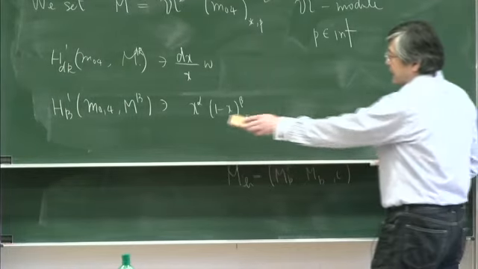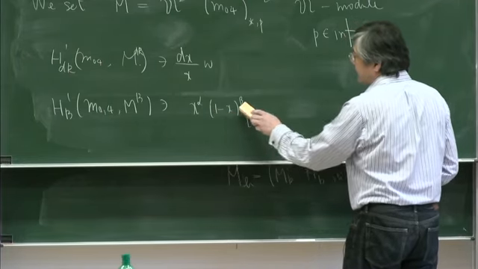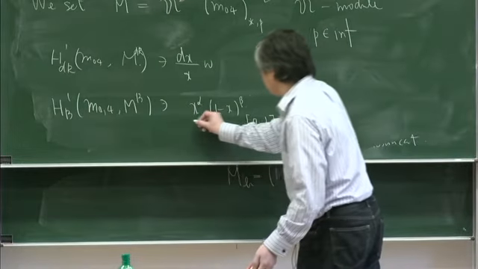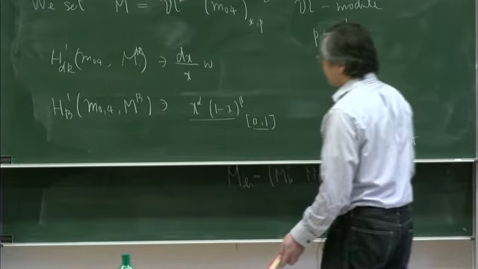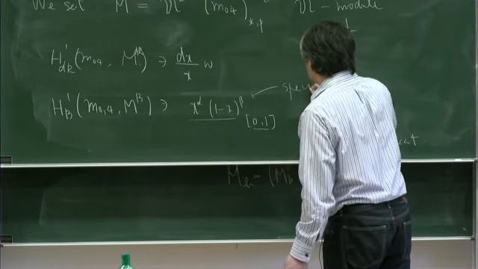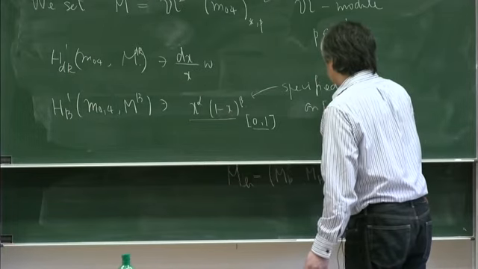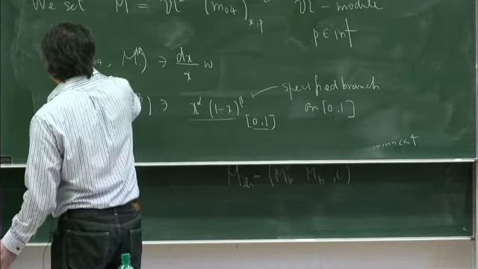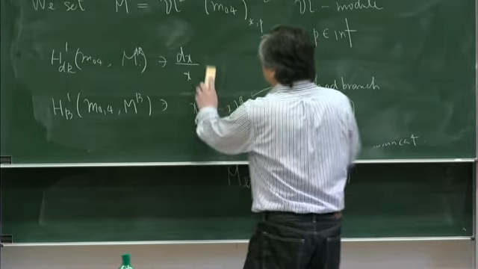The section of x to the alpha times 1 minus x to the beta, and the branch of this on 0, 1 is given by a real number. So this is a specified branch on 0, 1. Then, so what is W? You've written H1 de Rham, alpha.